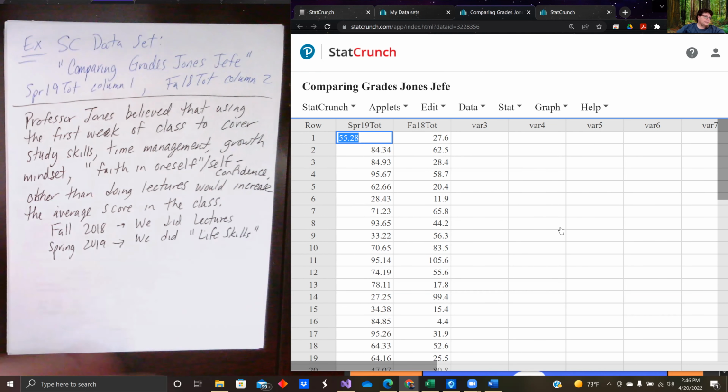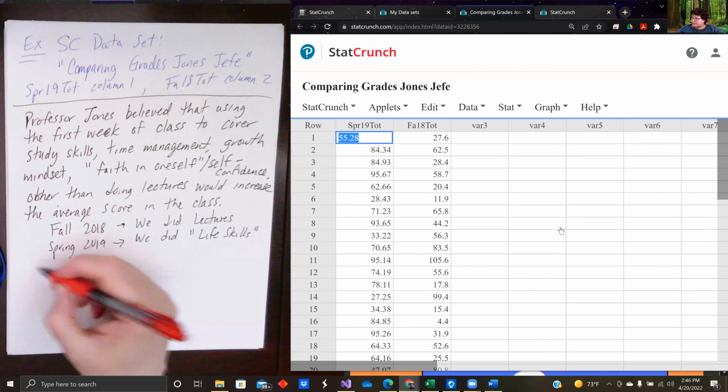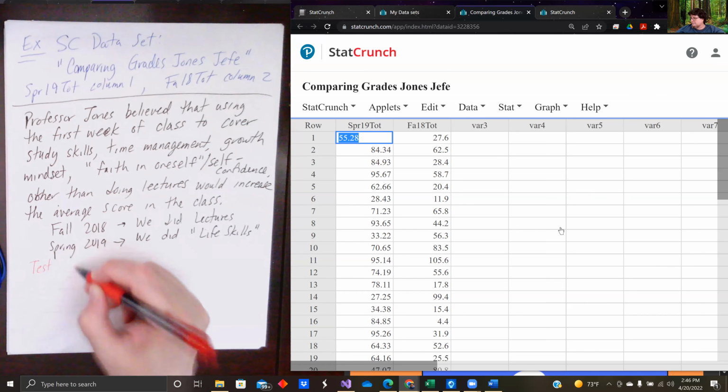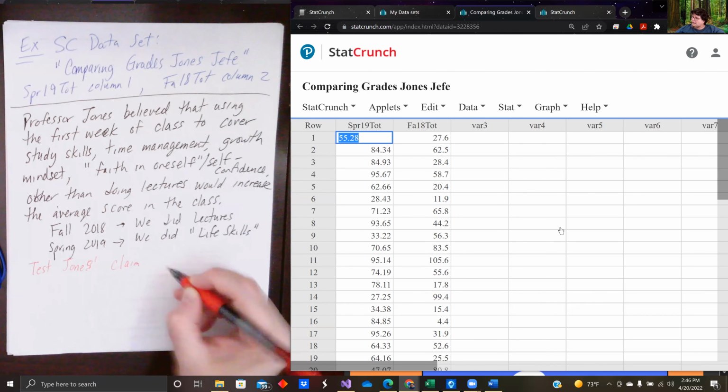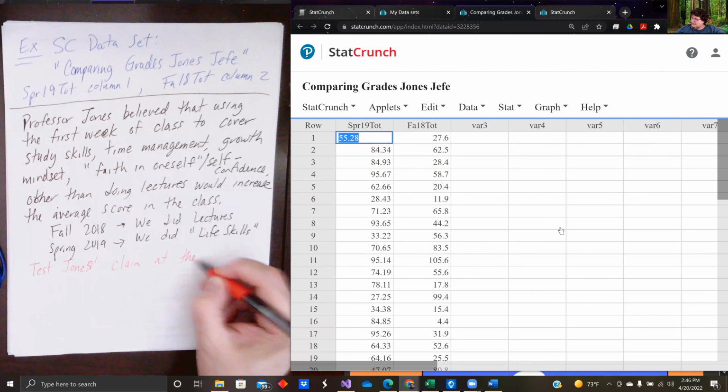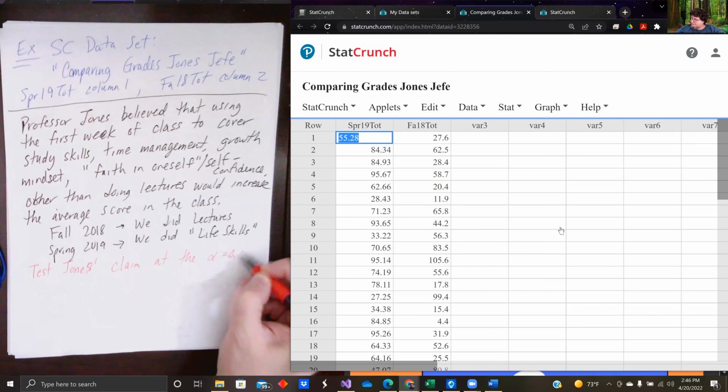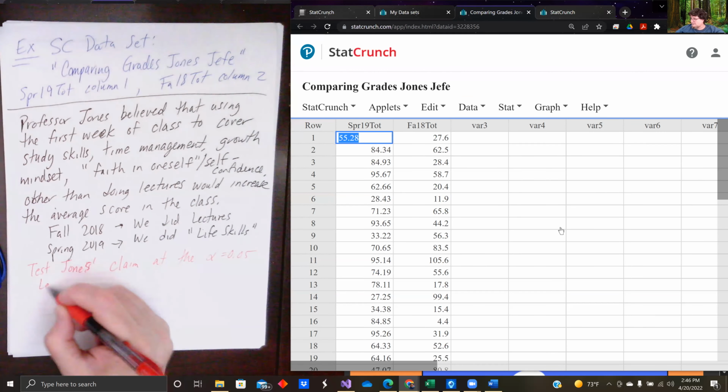And these were the results. And I want to test. So what we're going to do is test Jones's claim at the alpha equals 0.05 level of significance.